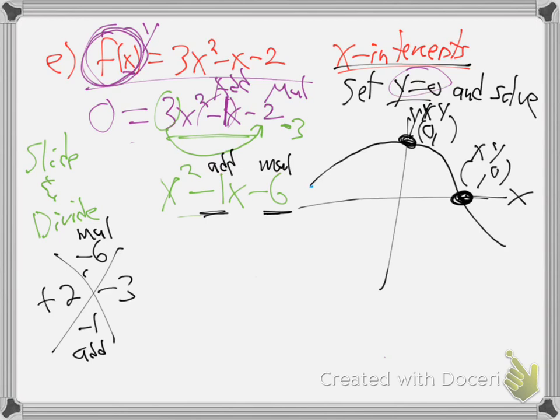Negative 3 plus 2 makes negative 1, well, they add to be negative 1 and they multiply to be negative 6. That's my pair. So you go, okay, I got it then. x plus my pair, right? x plus 2, x minus 3.